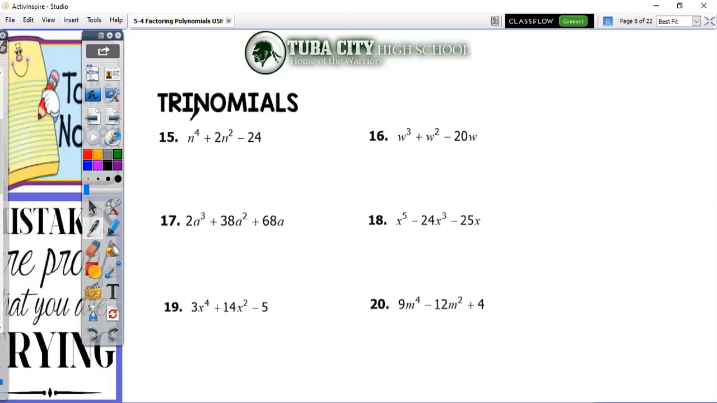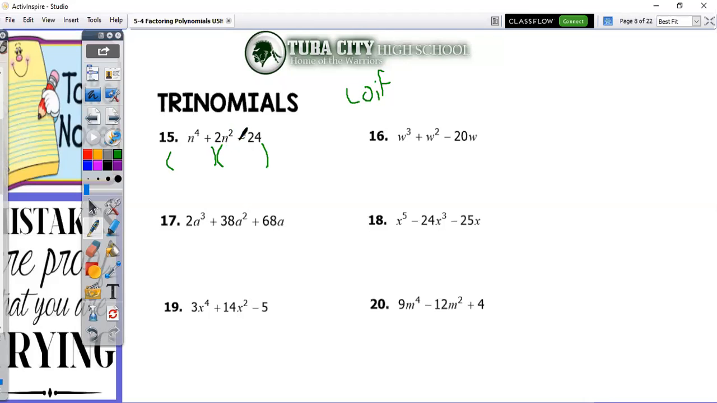So trinomial, so again, you're going to use your reverse FOIL technique. So I need two numbers that will multiply to the last. So I'm going to start off with the double bubble. Think of two numbers that will multiply to your last number. So 24, and you can come up with a lot of numbers, right? So you can come up with 2 times 12, 3 times 8, or 4 times 6. Wait, did I already say 4 times 6? No, I said 2 times 12. So we need both of those numbers to add up to 2. So 2 and 12 will add up to 10.